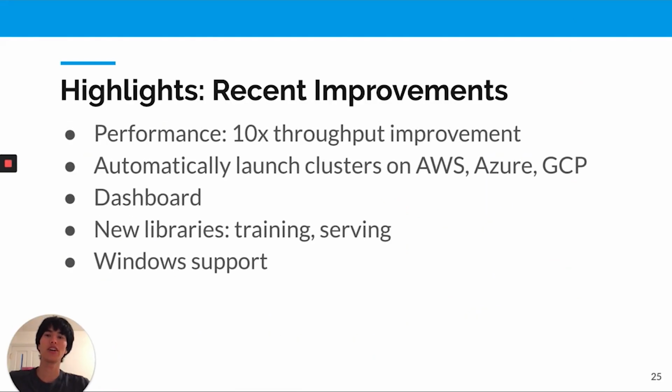Now I'm going to talk about some recent highlights in Ray. We'll talk about performance, tools for automatically launching clusters on various cloud providers or Kubernetes, and a recent dashboard we've added to make it easy to debug Ray applications. There are also two things I won't talk about but that are important: we've recently added new libraries for distributed training and for deploying machine learning models in production, and we also have preliminary support for Windows, finally.